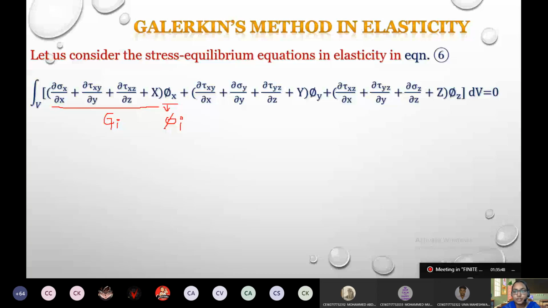Summation of all these into dV, that is your integral form, Galerkin method. So g_i means here it is g_x phi_x, g_y phi_y plus g_z phi_z. That is the equation, taking stress equilibrium equations of elasticity into account.